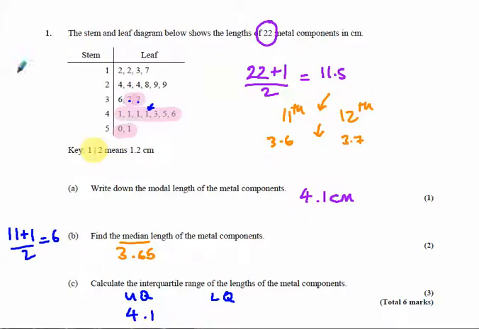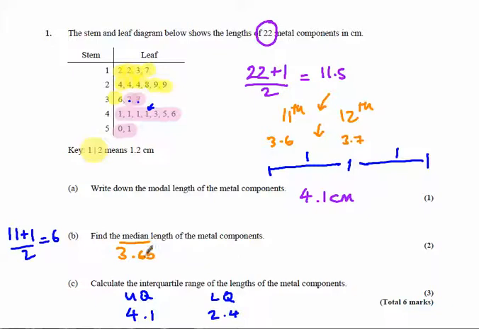Then for your lower quartile, if I do it in a different colour, again we've got 11 pieces of data here, and the 6th one will be the lower quartile. Remember, you've got your median in the middle, and halfway from the beginning to the median is the lower quartile, and halfway from the median to the maximum is the upper quartile. So the 6th one, 1, 2, 3, 4, 5, 6, is 2.4.